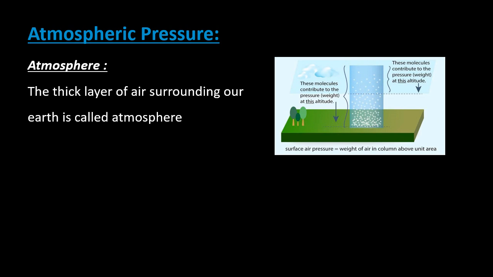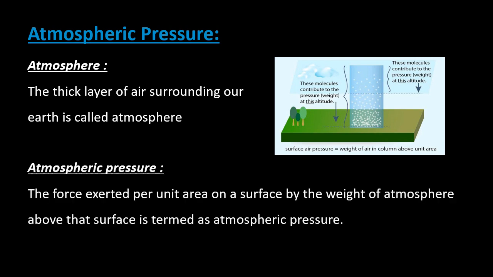Now let us learn about atmospheric pressure. To understand atmospheric pressure, let us recall what atmosphere is. We all have learned in our previous class that the thick layer of air surrounding our Earth is called the atmosphere, and the pressure exerted by this atmosphere on the objects is called the atmospheric pressure. Hence, atmospheric pressure can be defined as the force exerted per unit area on a surface by the weight of the atmosphere above that surface.